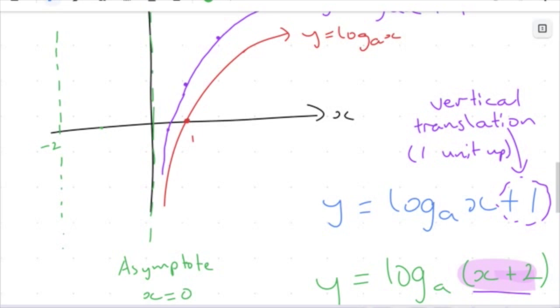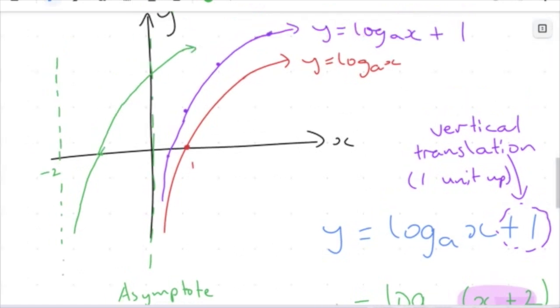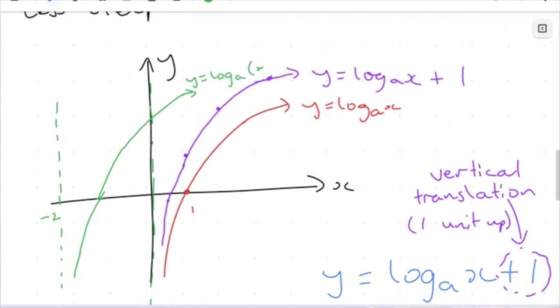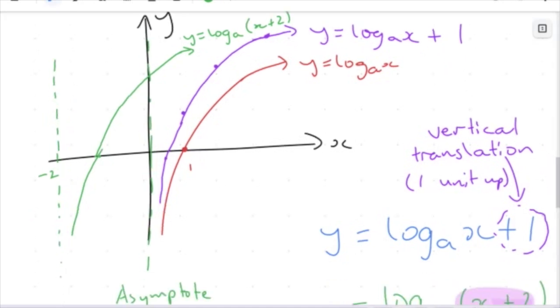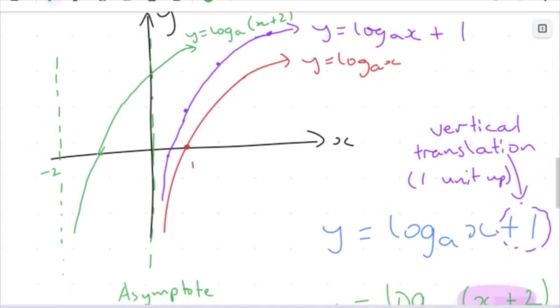And basically, as we draw this, we can figure out the y-intercept as well, but we'll do that in the later video. But everything is going to get shifted along 2 units, and we'll get something sort of looking like this. It's not a very good drawing, I know, but it's the best I can do. There we go. So we have our log graph here of y equals log to any base a of x plus 2.